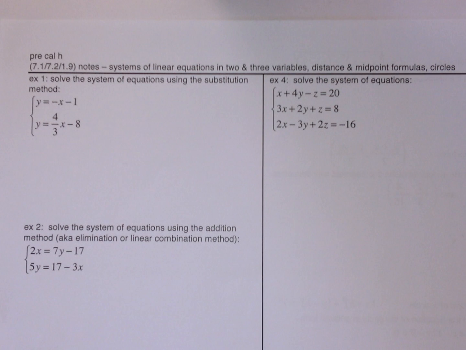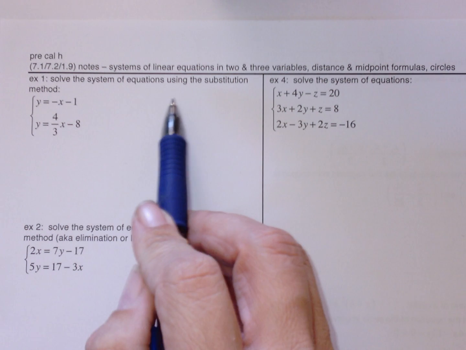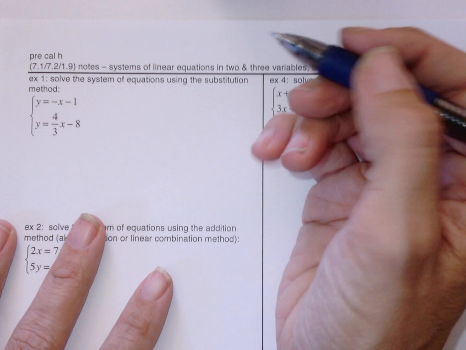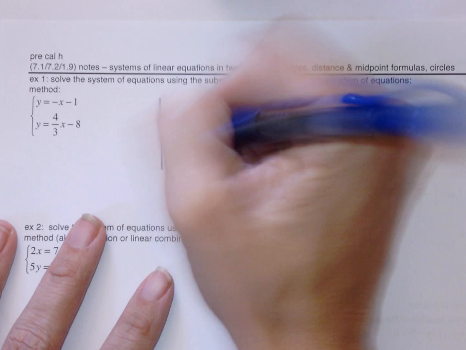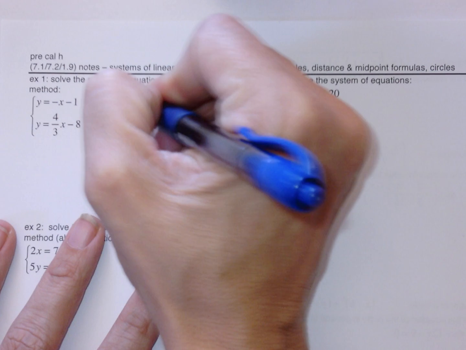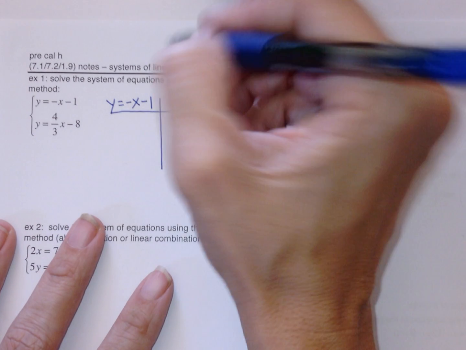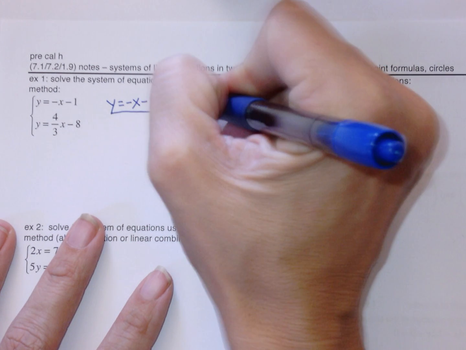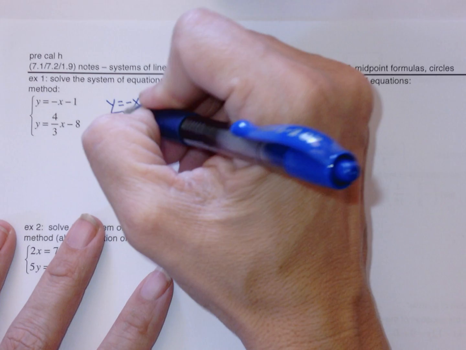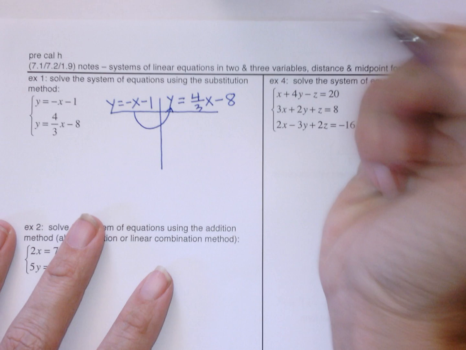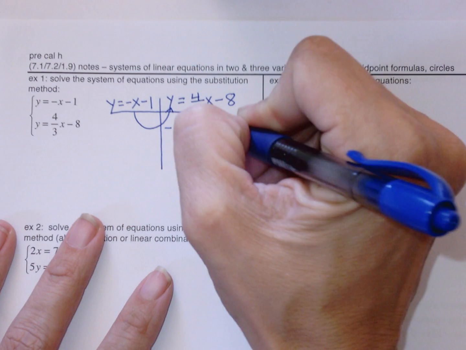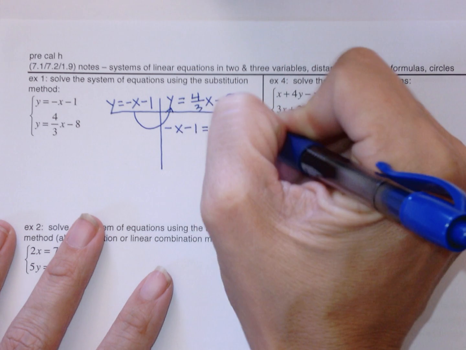So the first one right here says to solve the system of equations using the substitution method. Whenever you use substitution, you take one variable and plug it into the other. There's this little chart that you can use if you'd like. If not, it's not a big deal. You put one equation there, and then the other equation goes here. And because this has a y and this has a y, you can take whatever it equals and swoop it into that one. So we get negative x minus 1 equals 4/3 x minus 8.